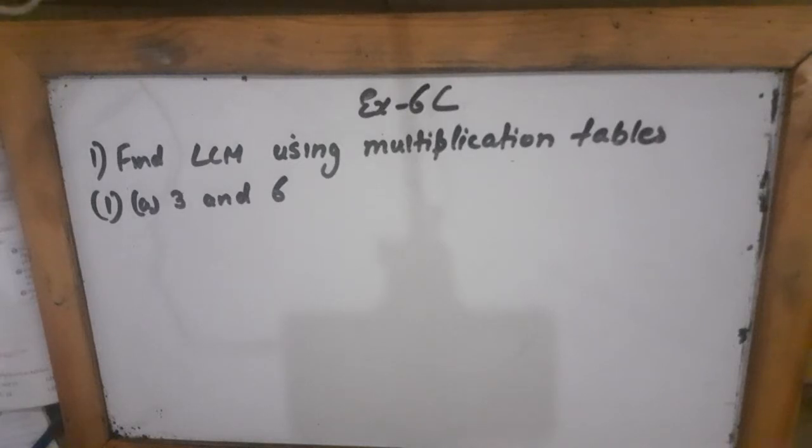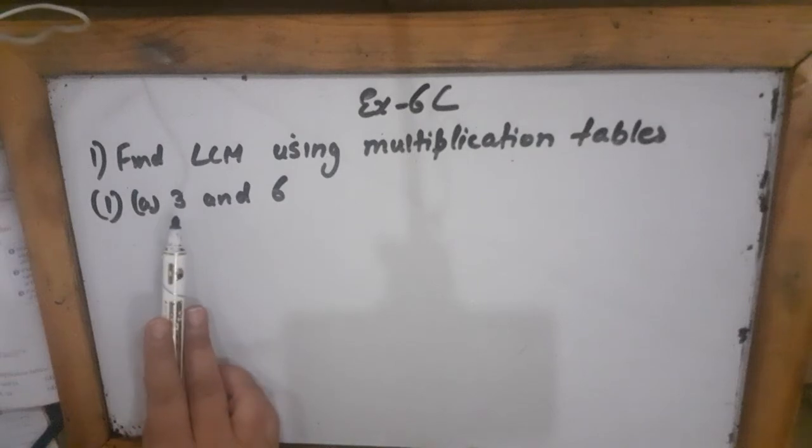Now we start with exercise 6C. In the first question, they are asking you to find LCM using multiplication tables. So I'll take the first one. You have to find the LCM of 3 and 6 using multiplication tables. So I will write the table of 3. 3 ones are 3, 3 twos are 6, 3 threes are 9, 3 fours are 12, 3 fives are 15, 3 sixes are 18. You can continue till 10 also.